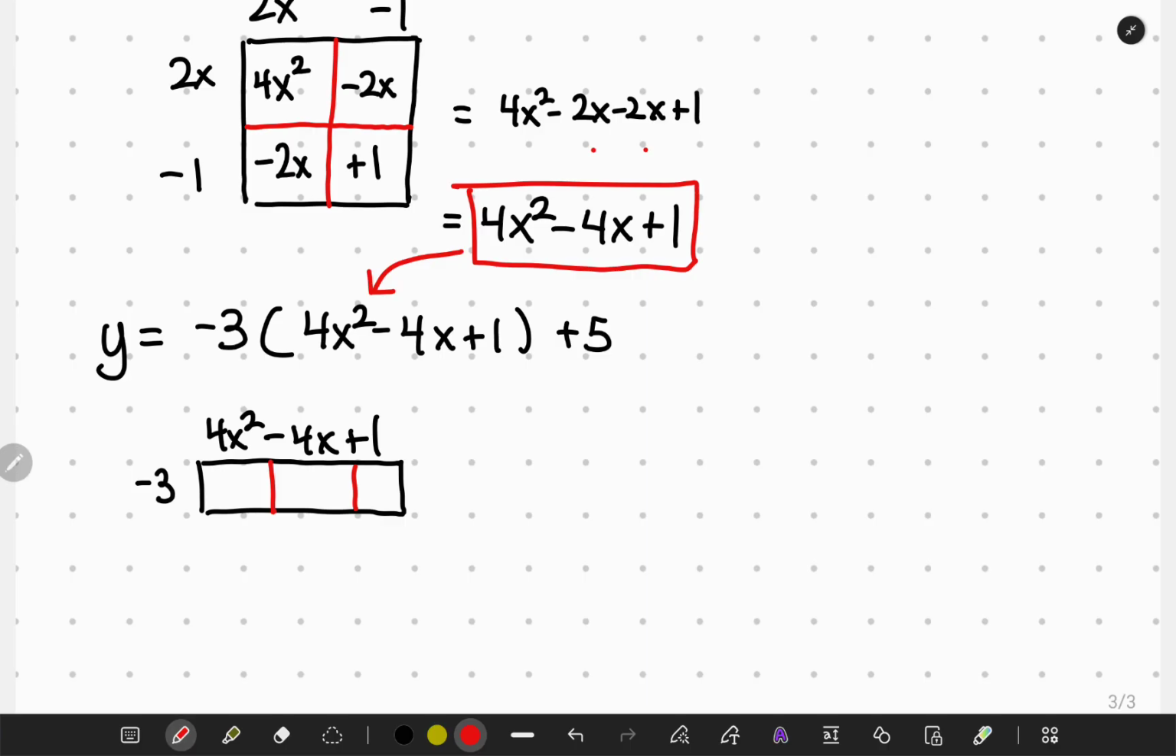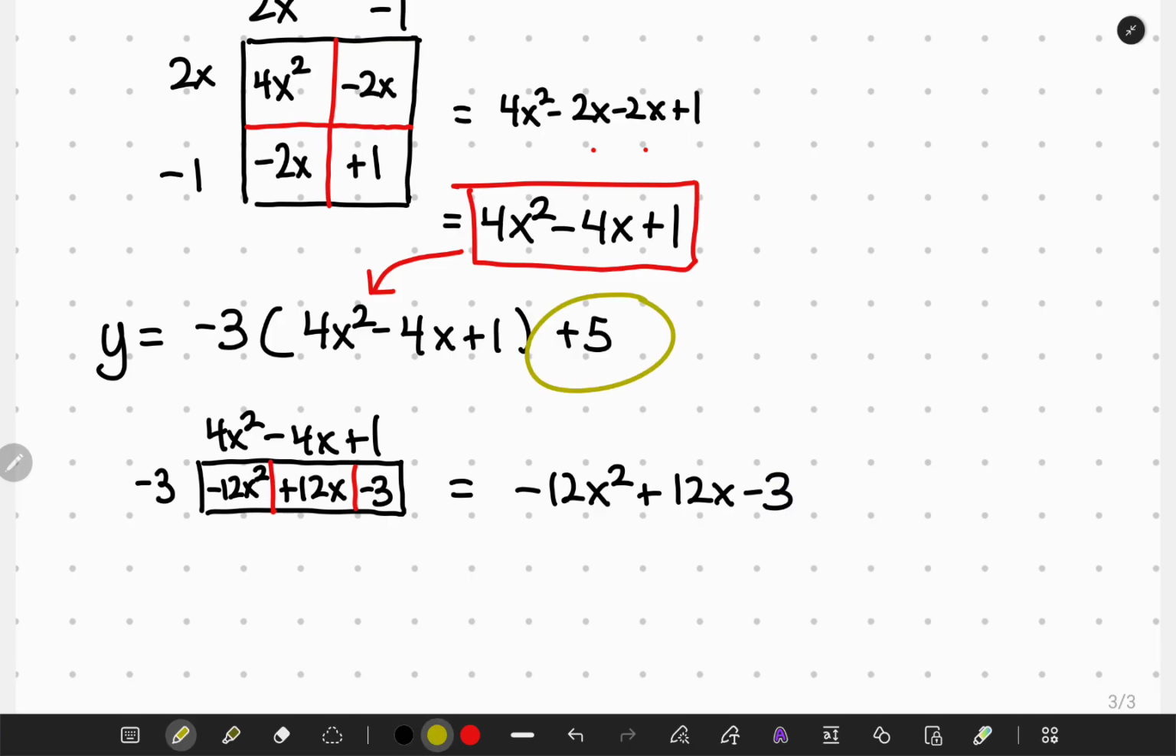Now we have to multiply. Negative 3 times 4 is negative 12x squared. I see here I have negative 3 times negative 4, that's positive 12. And then negative 3 times 1 is negative 3. So that gives us our final answer, for this part at least, as negative 12x squared plus 12x minus 3. Now you might be asking yourself, wait, we didn't do anything with the plus 5. That's why we bring it back. So we'll say one final time, y equals negative 12x squared plus 12x minus 3 plus 5.